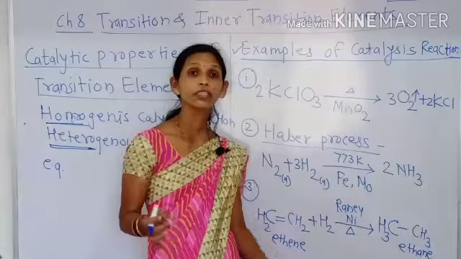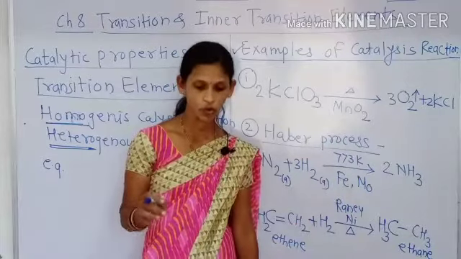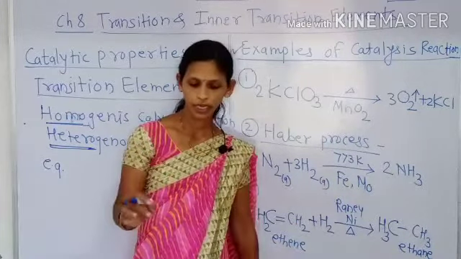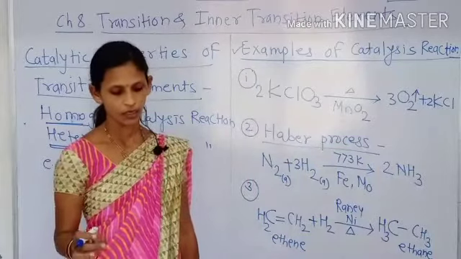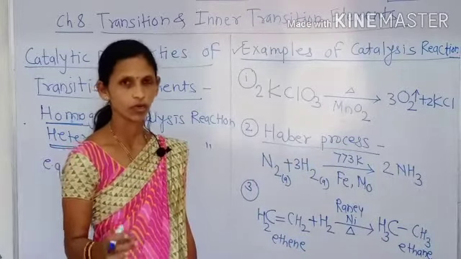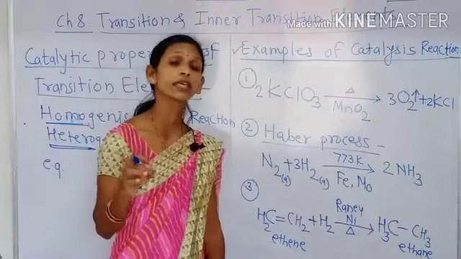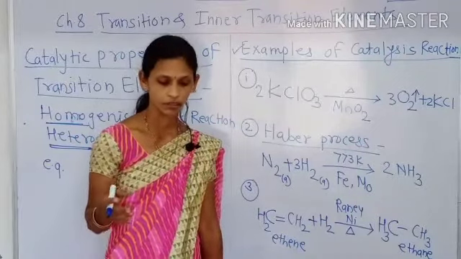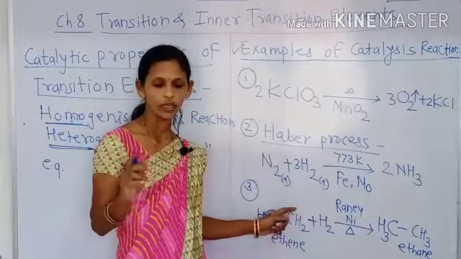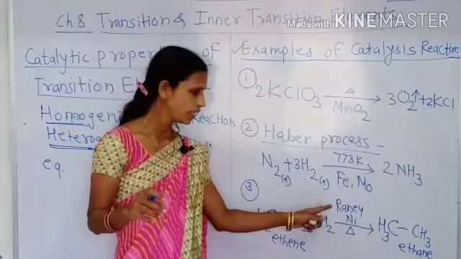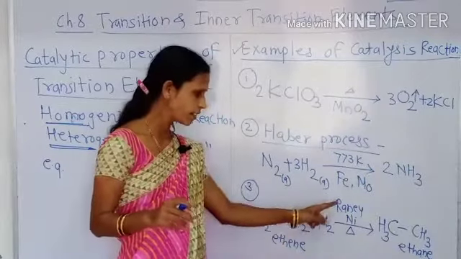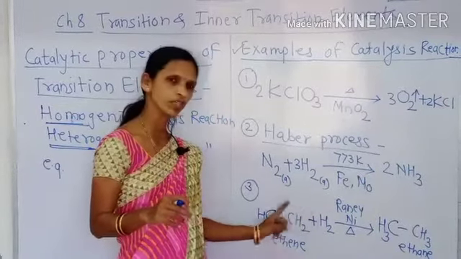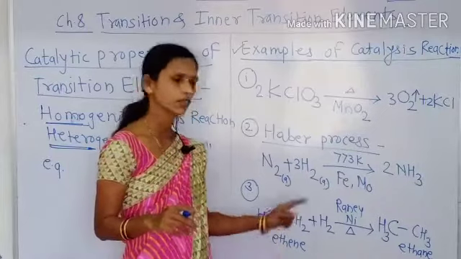That means here nickel is used as a catalyst, and nickel is a transition element. Raney nickel is a finely divided powder which is obtained during the hydrogenation of the oxides of elements. When heated, Raney nickel is obtained, and this Raney nickel is used for the hydrogenation or reduction of alkenes into alkanes.